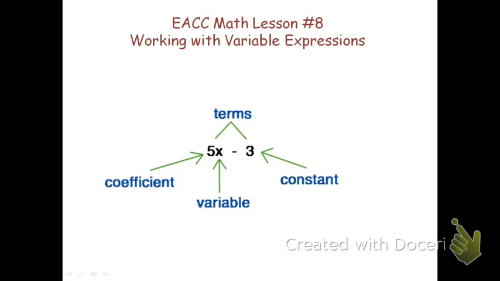EACC Math Lesson Number 8, Working with Variable Expressions. This is a variable expression. Notice it's not equal to anything, it's just an expression. It involves two terms, so each of these is a term. The first term has the variable and the coefficient, that's just the number paired with the variable. And the second term is called the constant term, there's no variable with it.